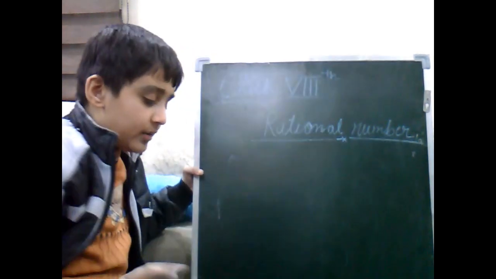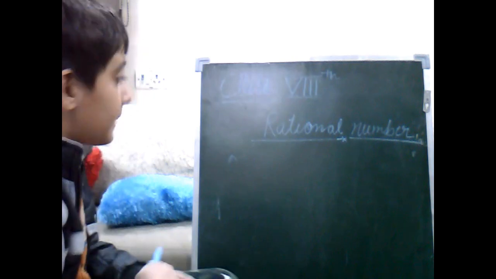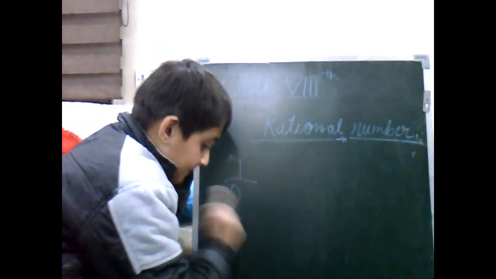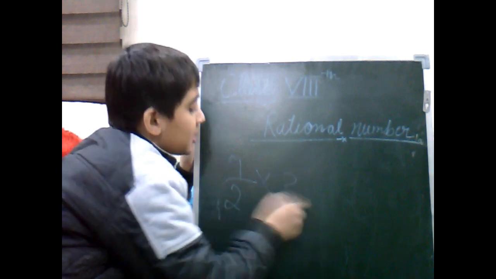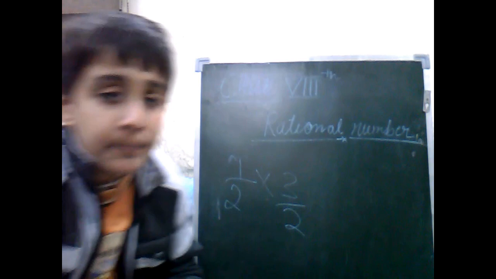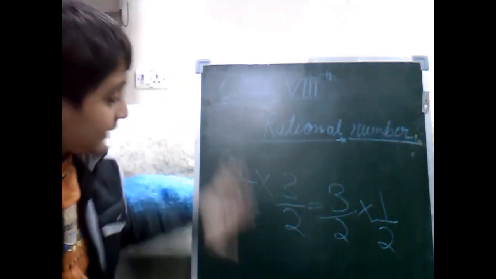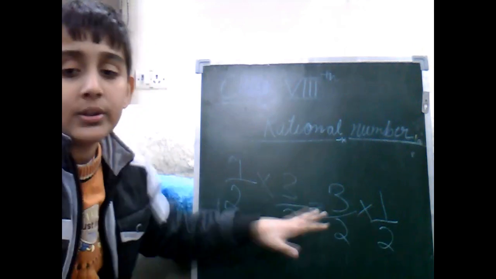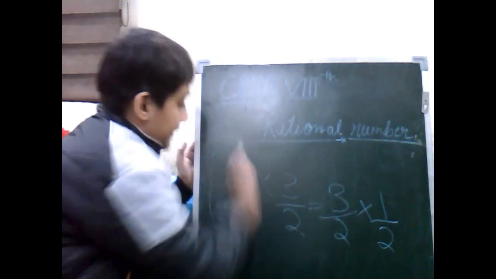Now let's come to another property, that is commutative property. What is commutative property? Commutative property of rational numbers means the reverse of that question, like 1 upon 2 into 3 upon 2. Can we write 3 upon 2 into 1 upon 2? Like it is 1 upon 2 here, so we just reverse it. We put this and this here, and it is on first number, and this is on second.